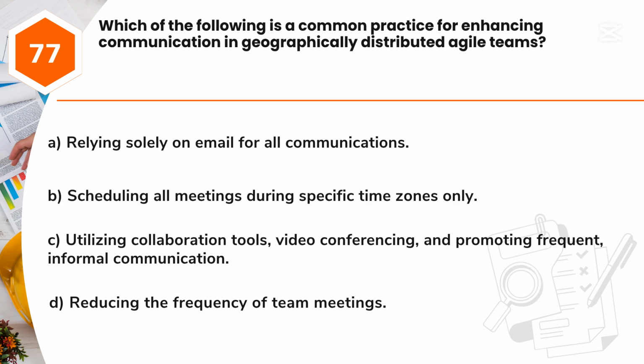Question 77. Which of the following is a common practice for enhancing communication in geographically distributed Agile teams? A. Relying solely on email for all communications. B. Scheduling all meetings during specific time zones only. C. Utilizing collaboration tools, video conferencing, and promoting frequent, informal communication. D. Reducing the frequency of team meetings.